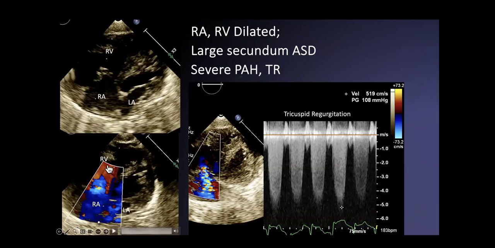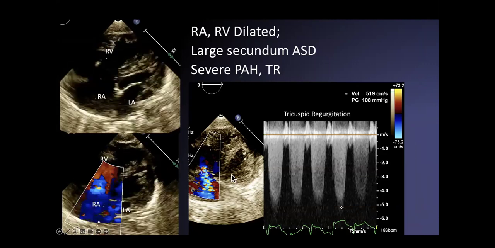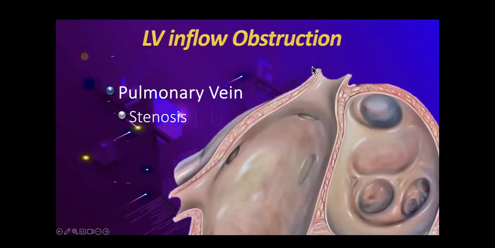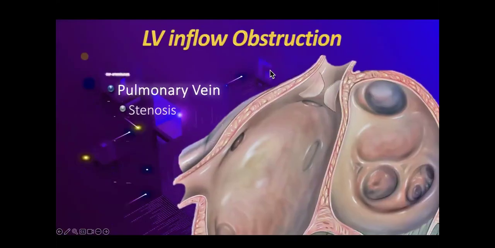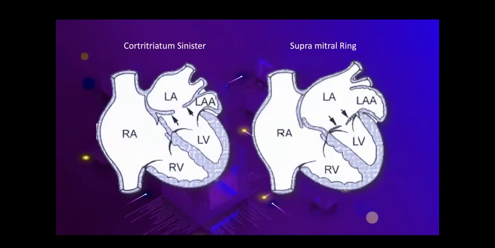This patient had a severe RA and RV dilatation, and there was severe pulmonary artery hypertension. So moving from pulmonary venous stenosis to the left atrium. Remember, cor triatriatum is a kind of membrane which divides the left atrium, and it is above the opening of the left atrial appendage. That's how you differentiate this from a supramitral ring, which I am going to show you shortly. So this is the left atrial appendage opening.